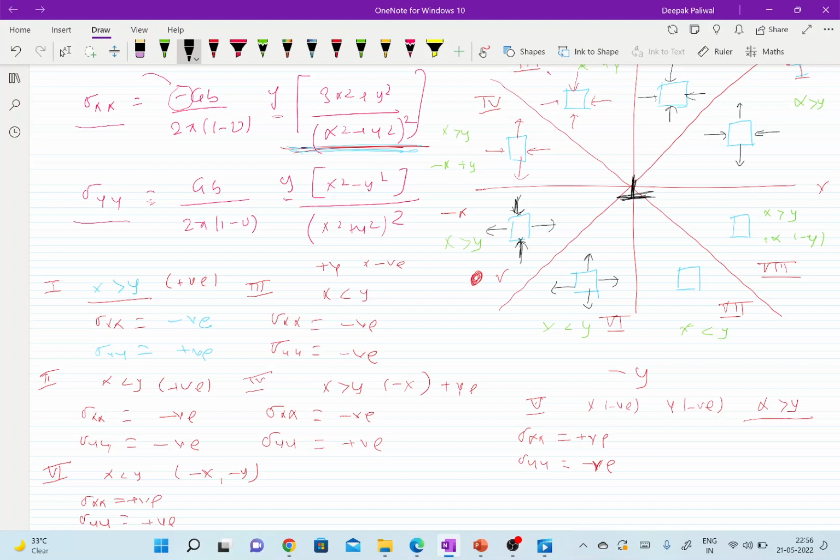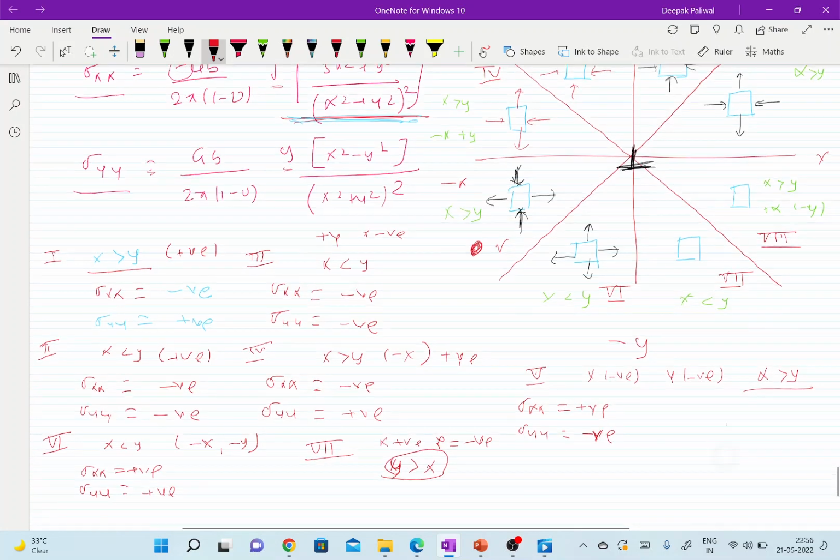Now I will talk about the seventh position. Here what is the condition? Here x is positive, y is negative, but y is greater than x. Okay, y is greater than x.